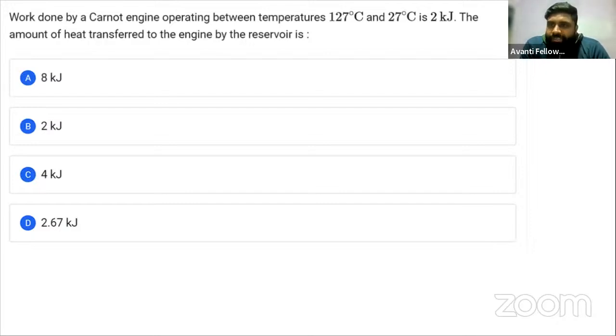And these types of question are based on the efficiency of an engine, or specifically the Carnot engine. Now, work done by a Carnot engine operating between temperature 127 degrees Celsius and 27 degrees Celsius is 2 kilojoule. The amount of heat transfer to the engine by the reservoir is.